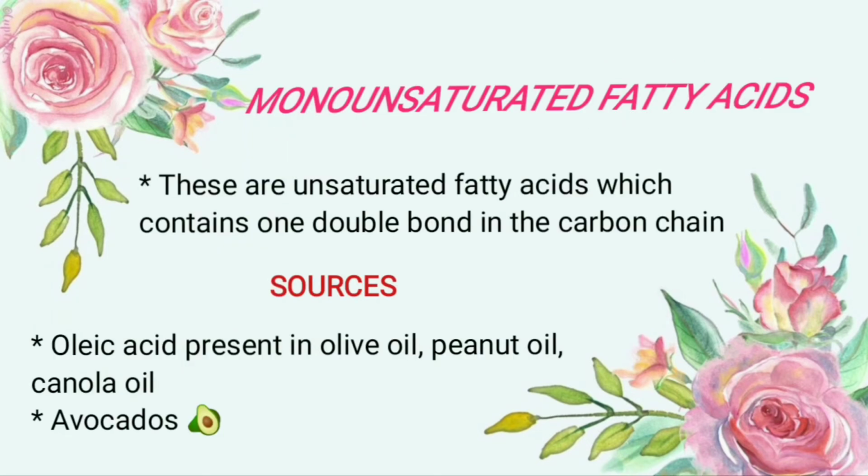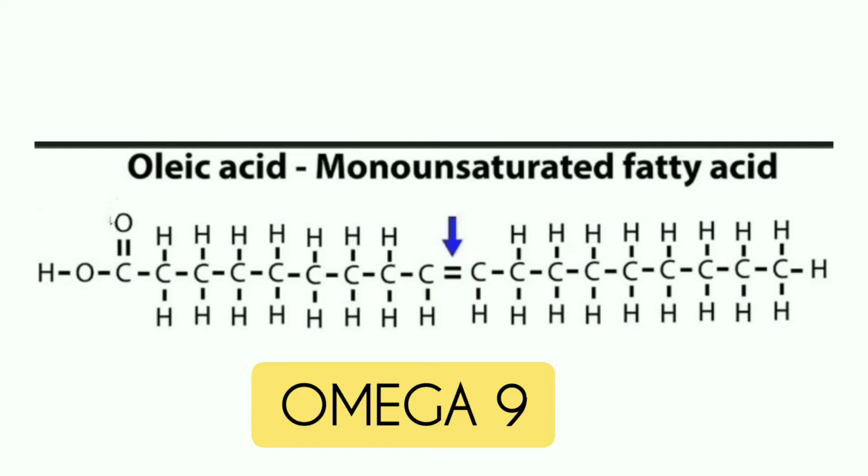Monounsaturated fatty acids. These are unsaturated fatty acids which contain one double bond between the carbon atoms of the fatty acid chain. Examples or sources include oleic acid present in olive oil and peanut oil, etc. Then the fruit source is avocado. I have given the structure of oleic acid here, so you can clearly see the double bond that is present in the fatty acid chain. This oleic acid is also called omega-9 fatty acid. Please keep it in mind.